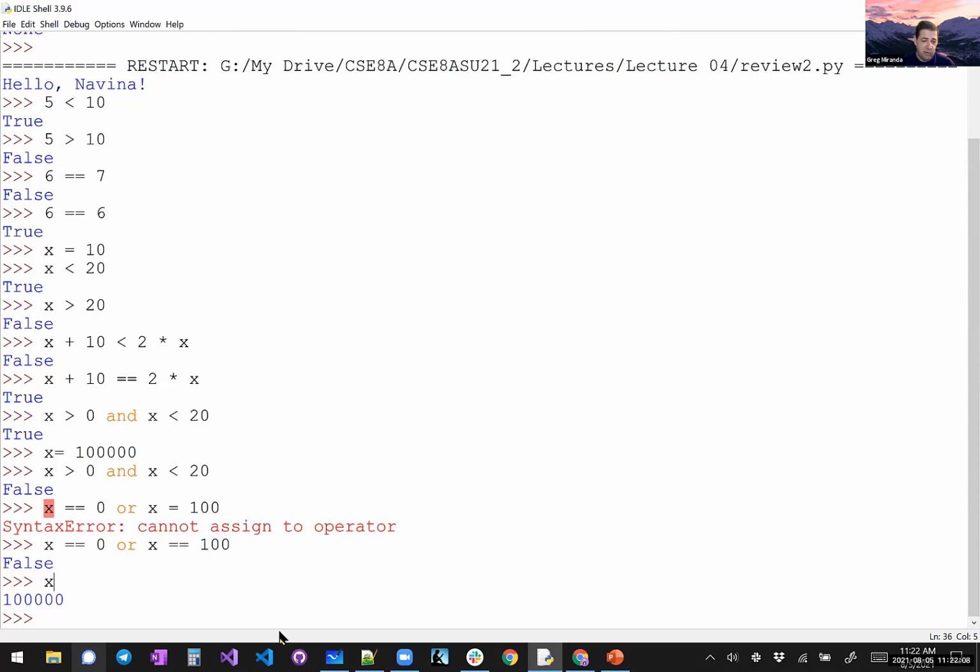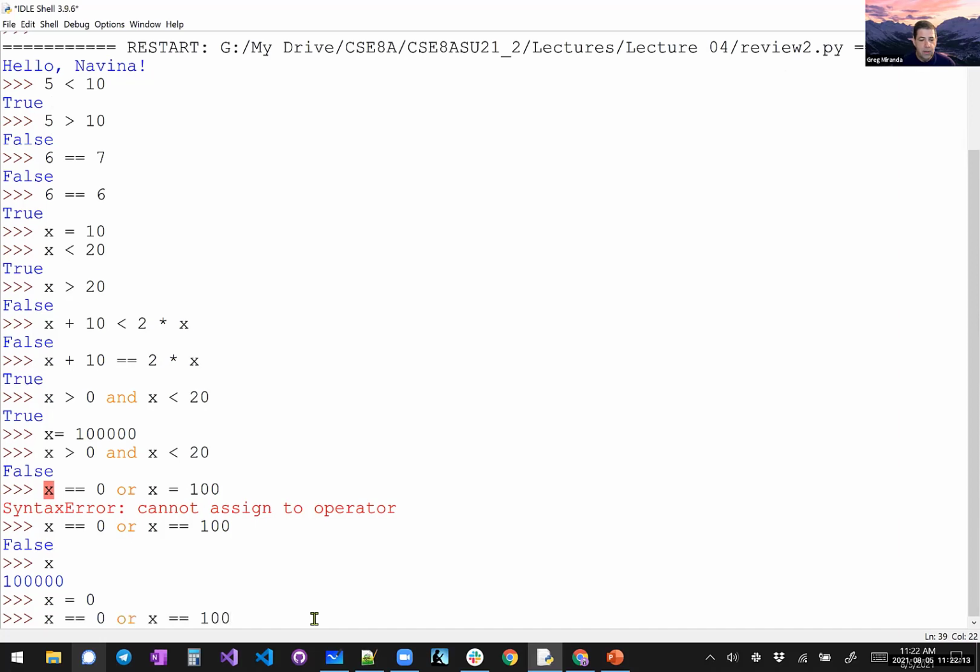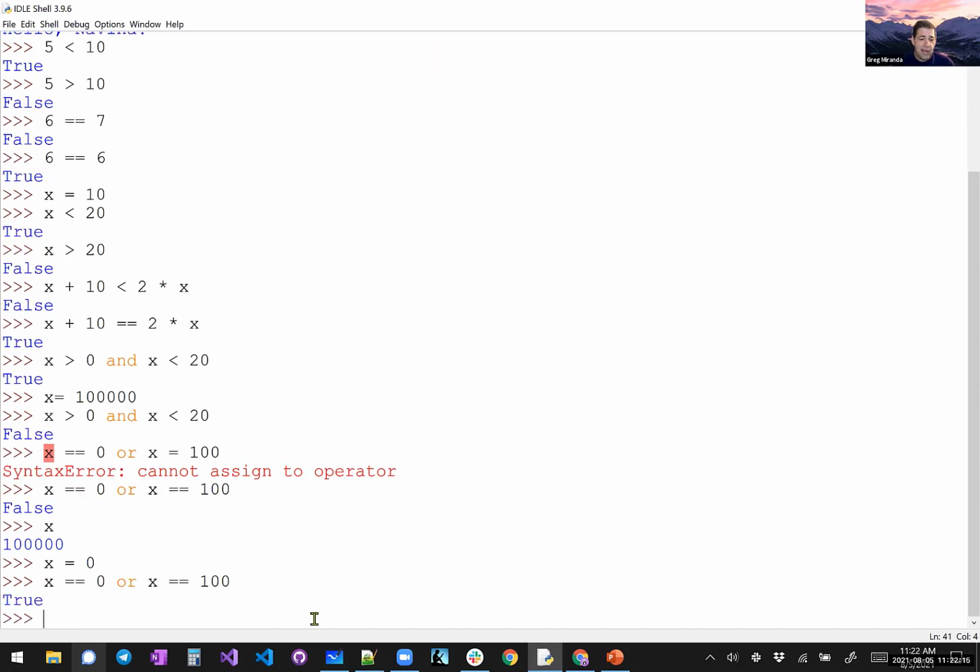Now, if I wanted to make this statement true, I can set X equal to 0. And now the left side is true. This part's true, this part's false. Only one side has to be true for this whole thing to be true. So that's the way the OR operator works.